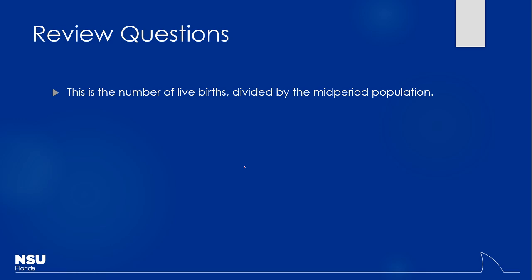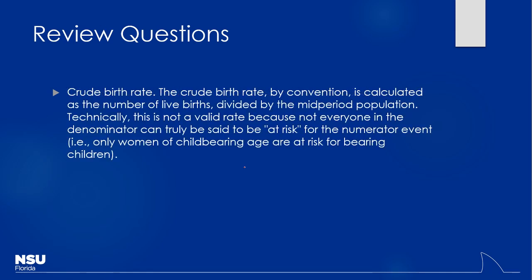This is the number of live births divided by the mid-period population. This would be the crude birth rate, right? What could birth rates tell us? They can help with things like health of the population. Usually we're also looking at things like infant mortality rates and whatnot.